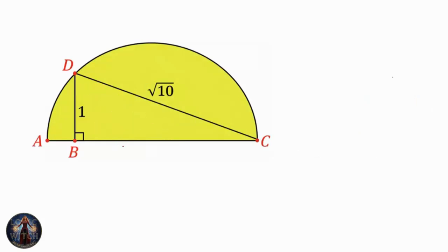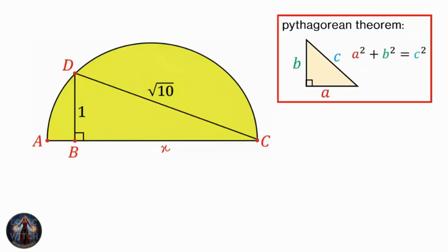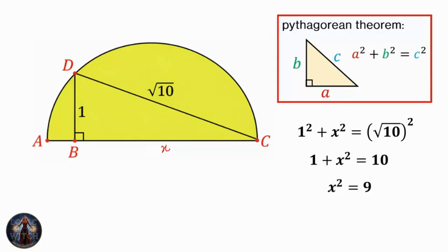If I'm going to name this side of this triangle BC as X, I'll be calculating the value of X first using the Pythagorean theorem. Now using the Pythagorean theorem, I can write that 1 square plus x square is equal to root 10 square, which on simplification will give me 1 plus x square is equal to 10 and x square is going to be 9, which on further simplification will give me x as 3.